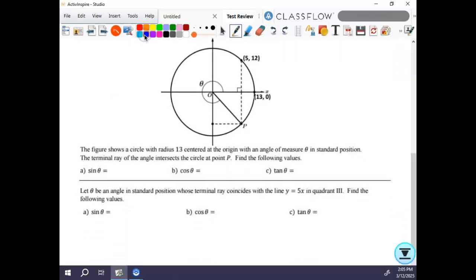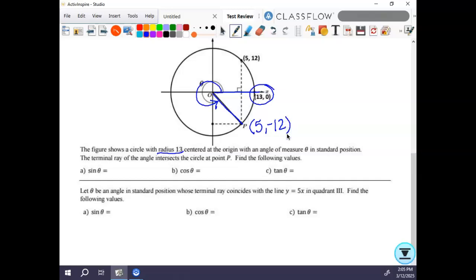Okay, the figure shows a circle with a radius of 13. If it didn't tell me here, it tells me here, so I need to pay attention to that. Centered at the origin, terminal ray of the angle intersects at point P. So once again, we are here. So if that is 5, 12, this is 5, -12.